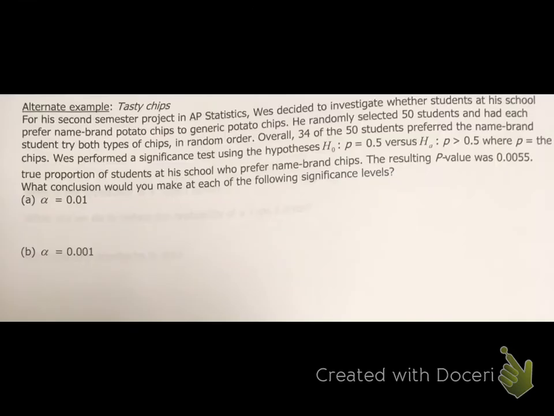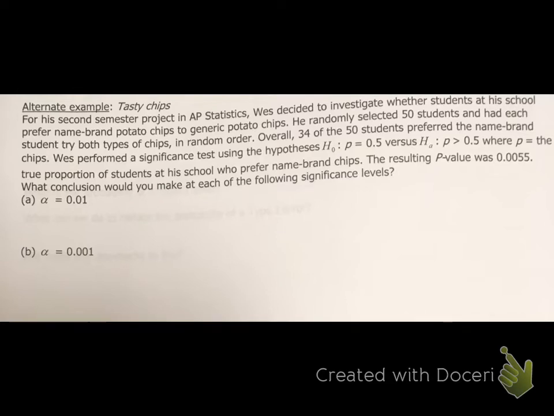All right, so let's look at an example. For his second semester project in AP Statistics, Wes decided to investigate whether students at his school prefer name brand potato chips or generic potato chips. He randomly selected 50 students and had each student try both types of chips in random order. Overall, 34 of the 50 students preferred the name brand chips. Wes performed a significance test using the hypotheses H sub O: p equals 0.5 versus H sub A: p is greater than 0.5, where p equals the true proportion of students at his school who prefer name brand chips. The resulting p-value was 0.0055. What conclusion would you make at each of the following significance levels?